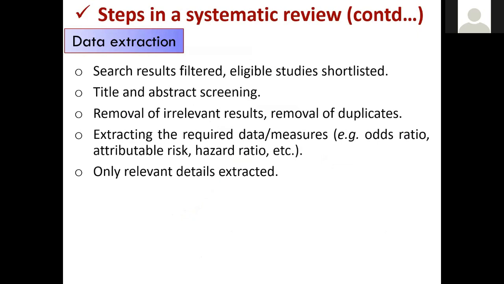So it depends upon the research question, which statistic, which measure is of interest to us. Do we want to focus on the odds ratio or the attributable risk or the hazard ratio and so on. So only the relevant details are extracted.